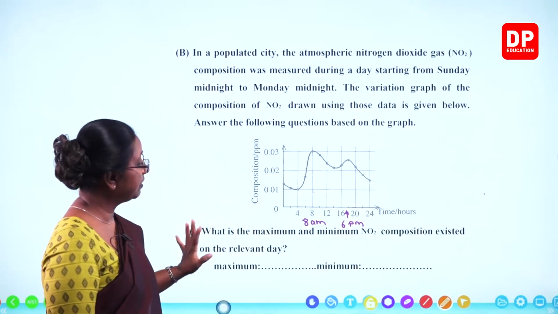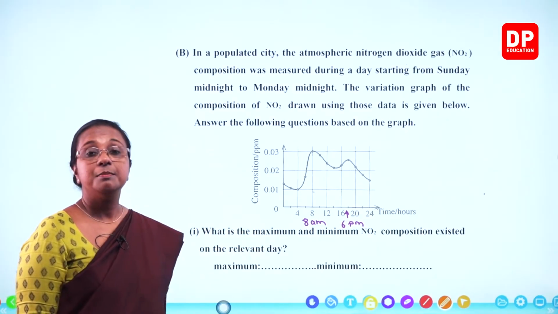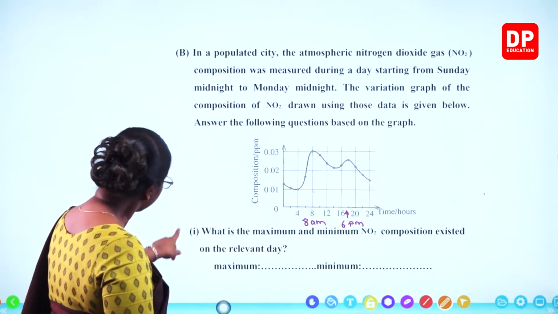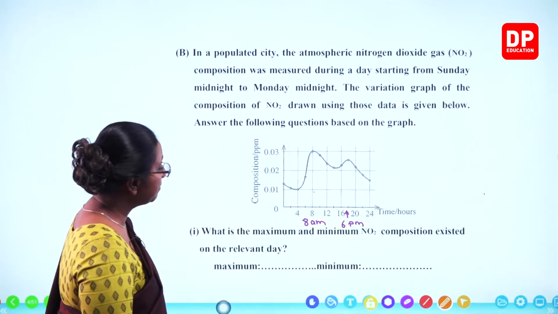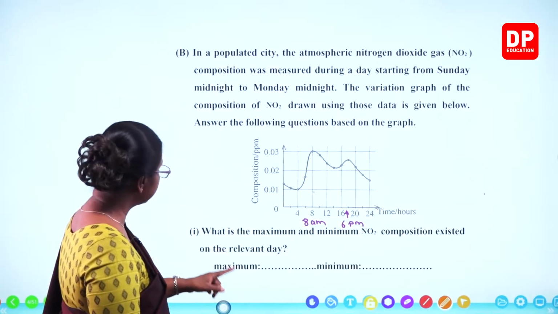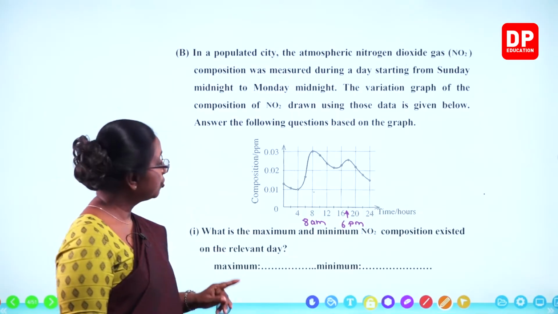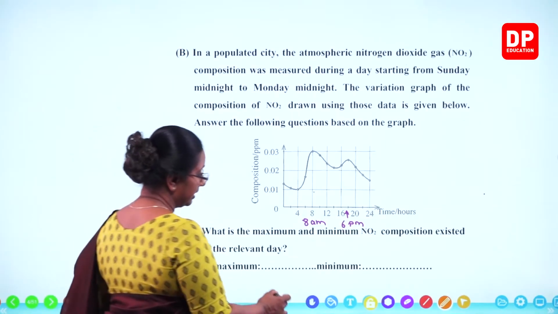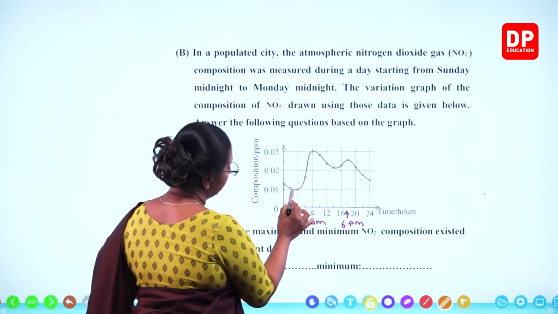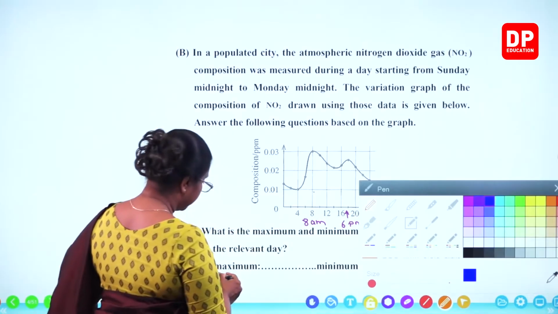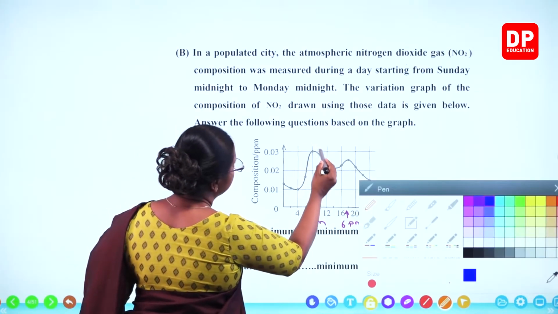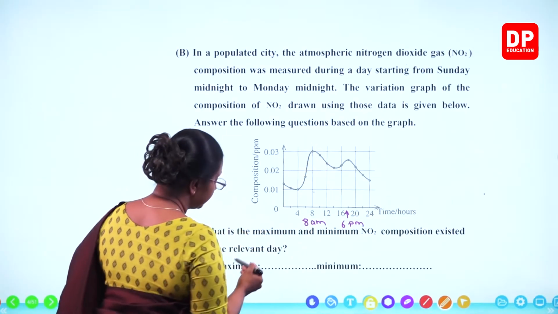The graph is given. We have to answer the questions based on that. The first question: what is the maximum and minimum NO2 composition existed on the relevant day? Maximum and minimum you can easily find. Minimum from the graph you can see 0.01. Then maximum you can see 0.03.